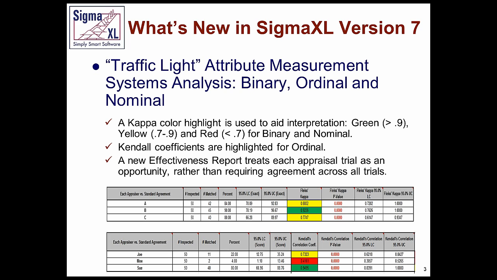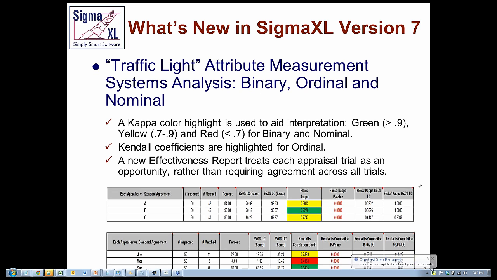We also, in version 7, added what's called an effectiveness report, where each appraisal is considered uniquely. That is, we do not require agreement across all trials and agreement across all appraisers, but treating each appraisal as an opportunity, how well does the measurement system do? So we call that an effectiveness report.